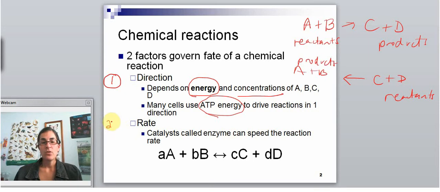The second factor of chemical reactions is how fast this will happen. So the direction of the reaction may be to go towards C and D, but will it take 1,000 years to make C and D, or will it take 10 seconds? That is going to depend on whether or not there is activation energy and the presence of things called enzymes in living cells. Enzymes will be able to make reactions go faster. So over this whole chapter, we're going to mainly be focusing on these themes. What direction will a reaction go, and how fast will it go?